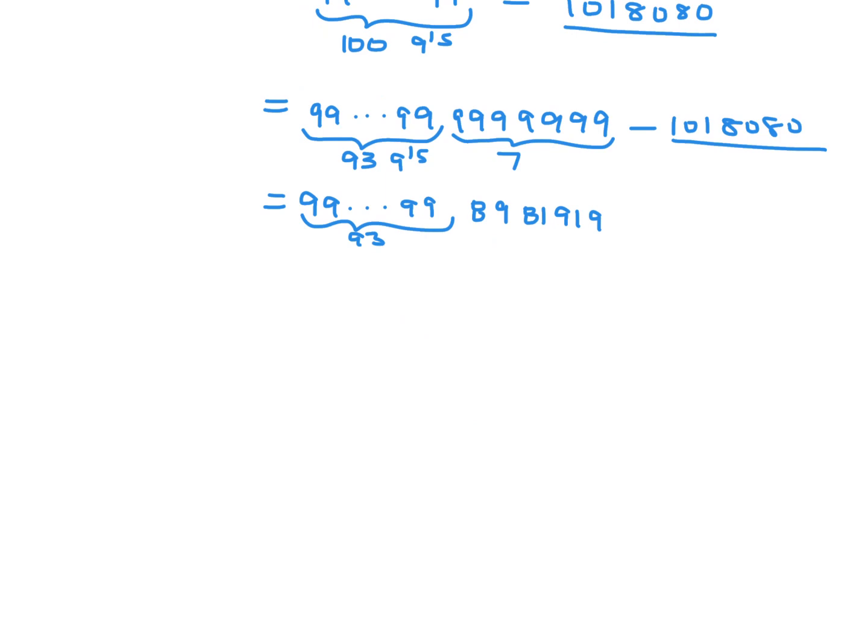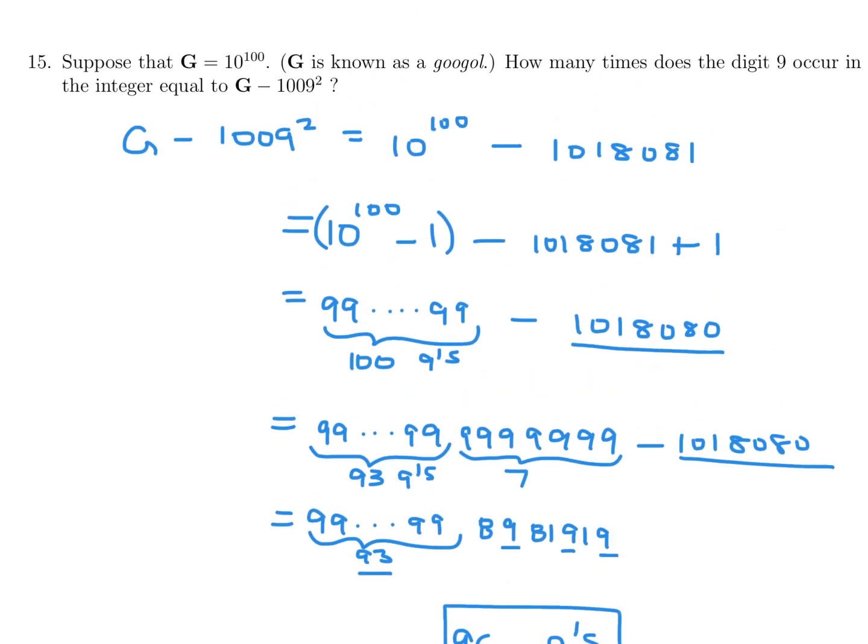So how many 9s are in here? Well, there's 93, 94, 95, 96. So 96 9s are in that number that they are calling g minus 1009 squared.